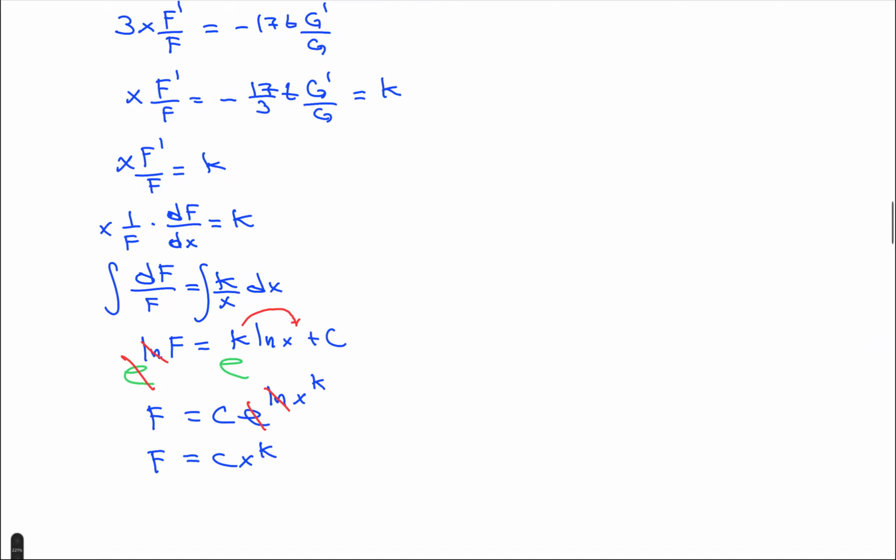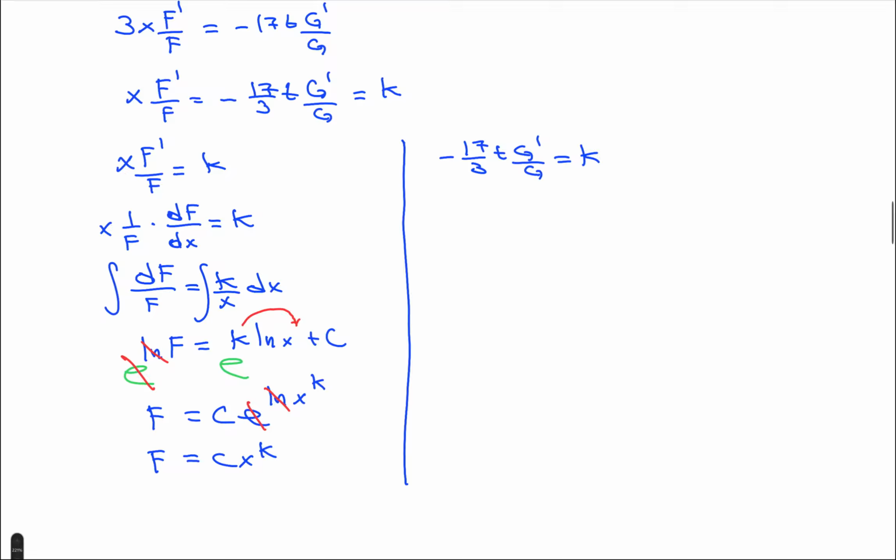Let's do the same, but now to find the function g. That is negative 17 over 3 t g prime over g equals k. And let's separate the variables.